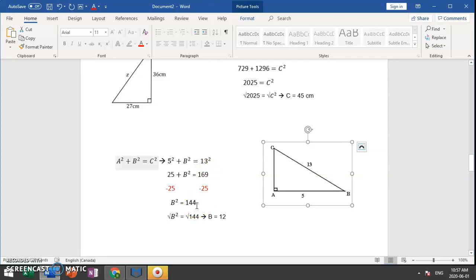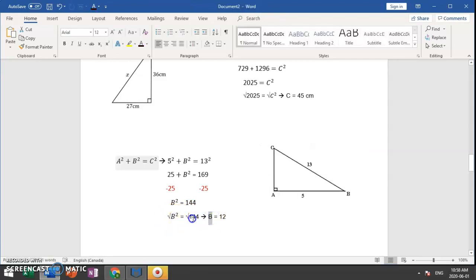Now B is not by itself because it's being squared. We do the opposite, or square root it. If we square root both sides, the square on the B and the square root cancel out, and we're left with just B. And then the square root of 144 is 12. So if this side is 5 and this side is 13, then this side is 12, right? So when you use the Pythagorean theorem, sometimes you're going to have to rearrange the equation, and we're just going to use our algebra rules that we just learned to do that, all right?